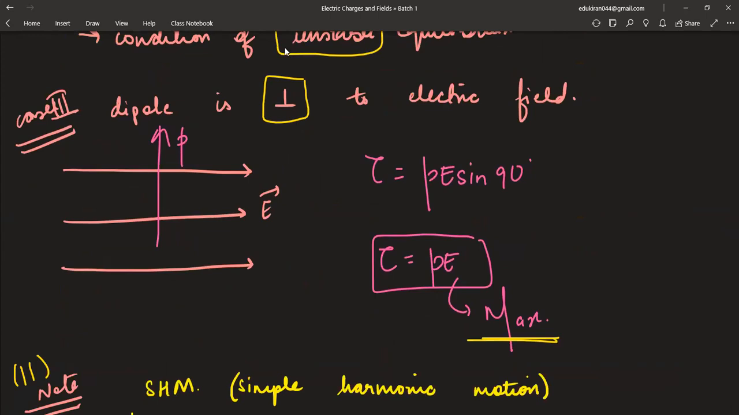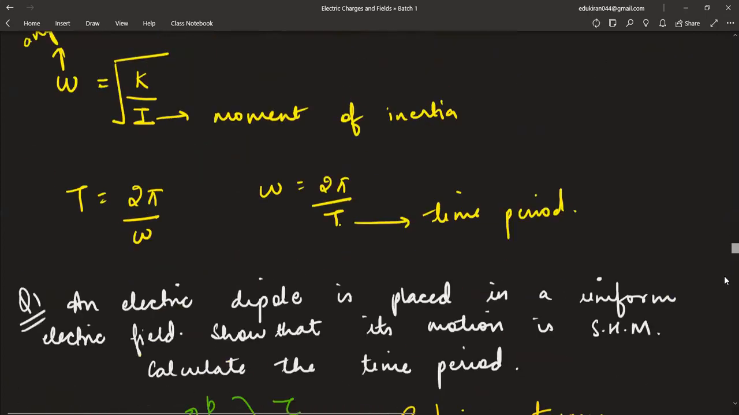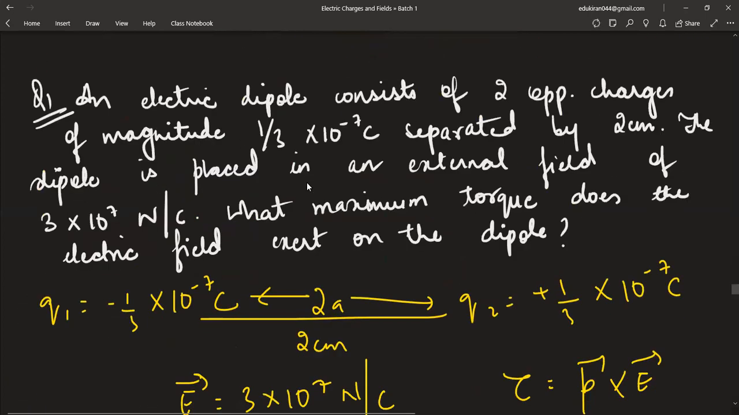Tell me class, is this angle concept clear to all of you? Yes, ma'am. Can ma'am explain again? Yes, Mariam. Once you have theta as 90 degrees, sine 90 degrees is 1. But ma'am, the angle is not given in the question. Can you explain how to find out? See, in the question, this is saying what is the maximum torque. So you know what is the maximum torque.